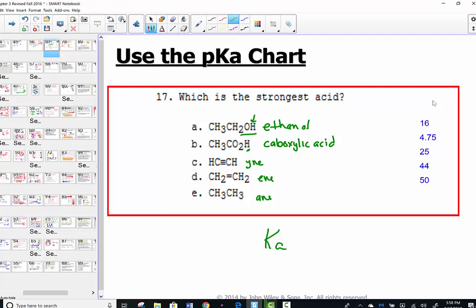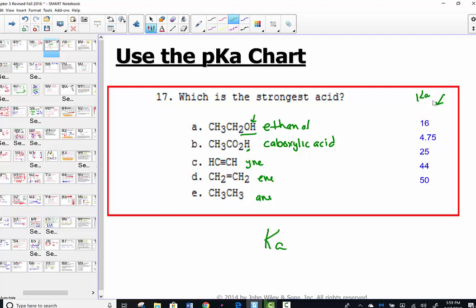Now, this part was not provided in the question, but I took some time prior to the class and wrote down the pKa values using my chart. I found ethanol, CH3CH2OH. It has a value of 16. Can you point to that on your chart? Find it. It's kind of like three-quarters of the way down. 16 is its pKa.